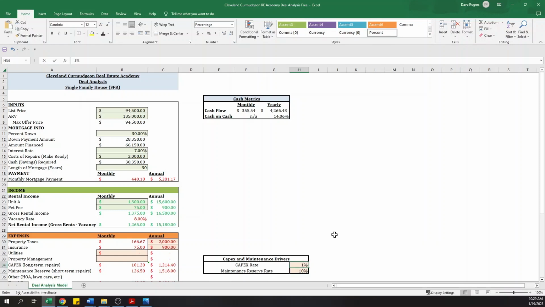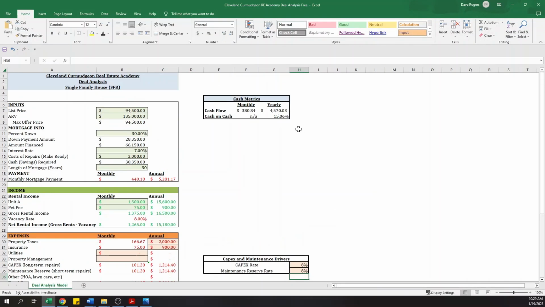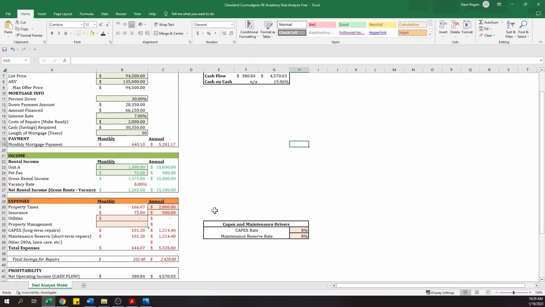So we can see that makes a big difference, but I'm also confident in this 8% number because I did some math about the roof and I think I only need 1200 a year. My maintenance is probably kind of high too. What if I bring this down to 8%? Now we're getting 380 a month, 15%. I think it's looking like a pretty good deal.